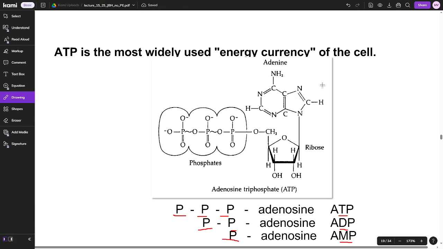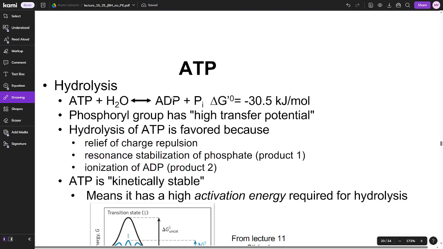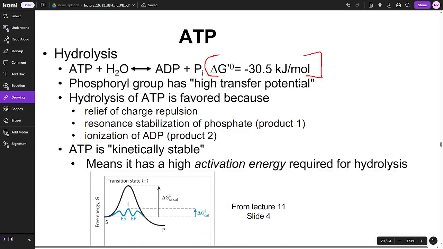You'll have to memorize these in 441, but we're not in 441 right now. So, this is a number that I would say to memorize. Just keep in mind that this is what ATP hydrolysis has for its delta G value, around negative 31 kilojoules, negative 30 kilojoules per mole.